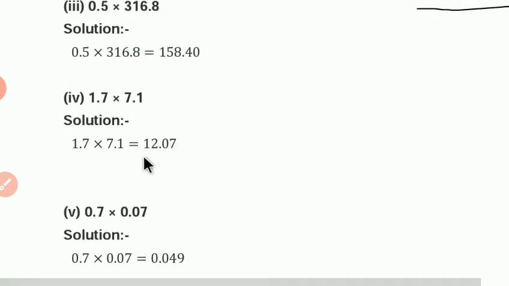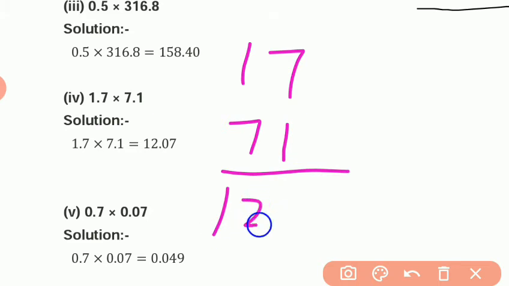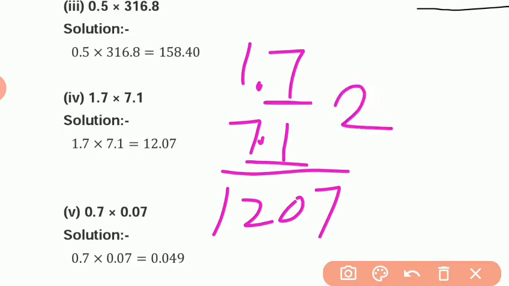Then fourth one, 1.7 into 7.1. If we multiply 17 into 71, we'll get the answer as 1207. It is given 1.7 and this one 7.1. So after the decimal there is one digit in both numbers. So 1 plus 1, 2. So in the answer after 2 digits, 1, 2, we have to put the decimal. So we can write it as 12.07.